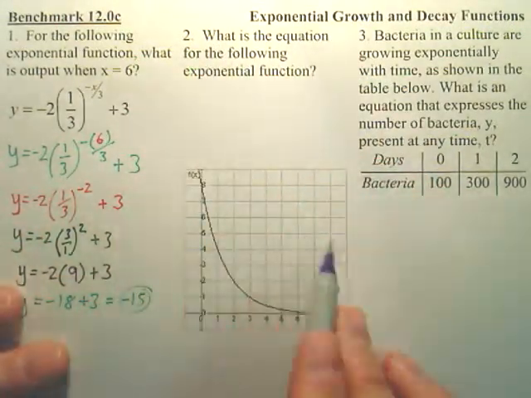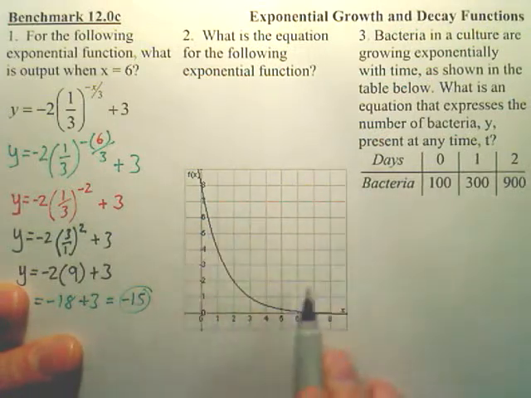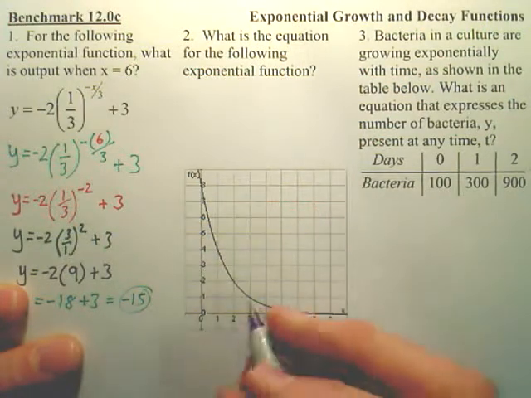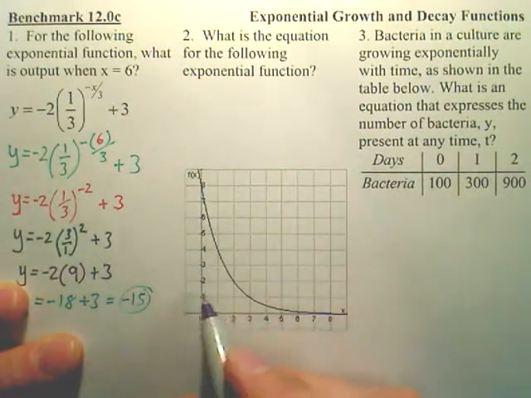What is the equation for this exponential function? First of all, do you understand this is a decay? A decay always goes down. Growths go up.